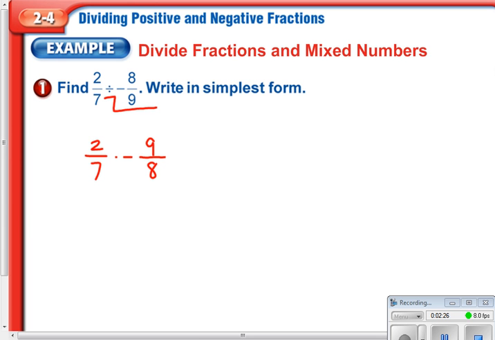Now you can go ahead and continue by reducing your problem. Well, we can reduce diagonally here. 2 can go into 2 and 8, 1 time, 4 times. We get a negative fraction, because we're multiplying a positive by a negative, and we wind up with -9/28.